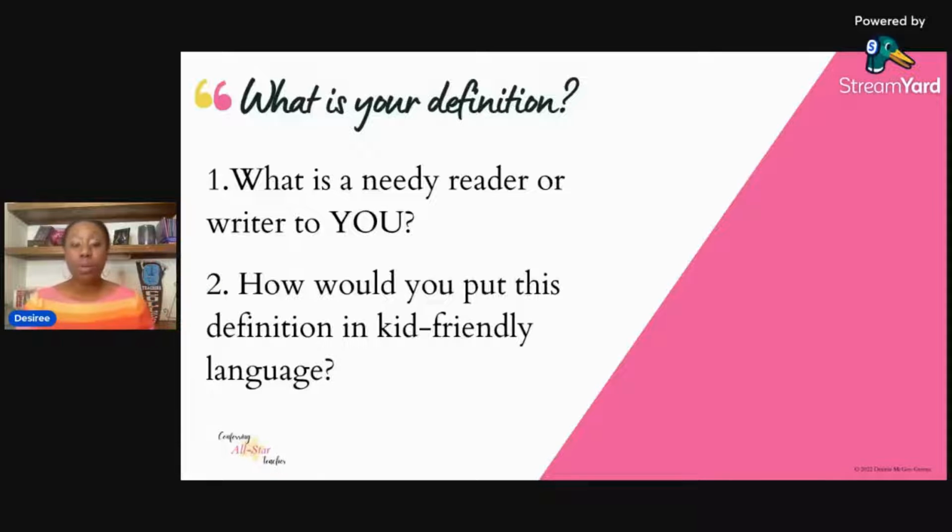And then number two, once you have your own definition of neediness, how would you put this in kid-friendly language to be able to then share with your students what a needy reader or writer is? Okay, so how would you put that in kid-friendly language once you come up with your own definition?